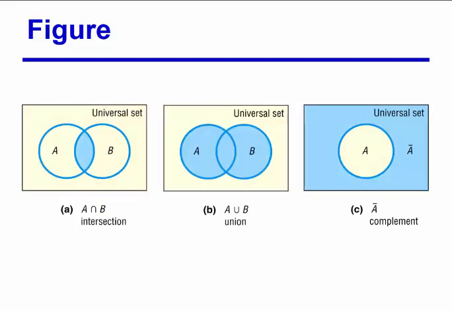And here, some more examples. Using Venn diagrams, the intersection of A and B is the shaded region. The union of A and B is basically both sets. And the complement of A is everything that's in the universal set but not in A.